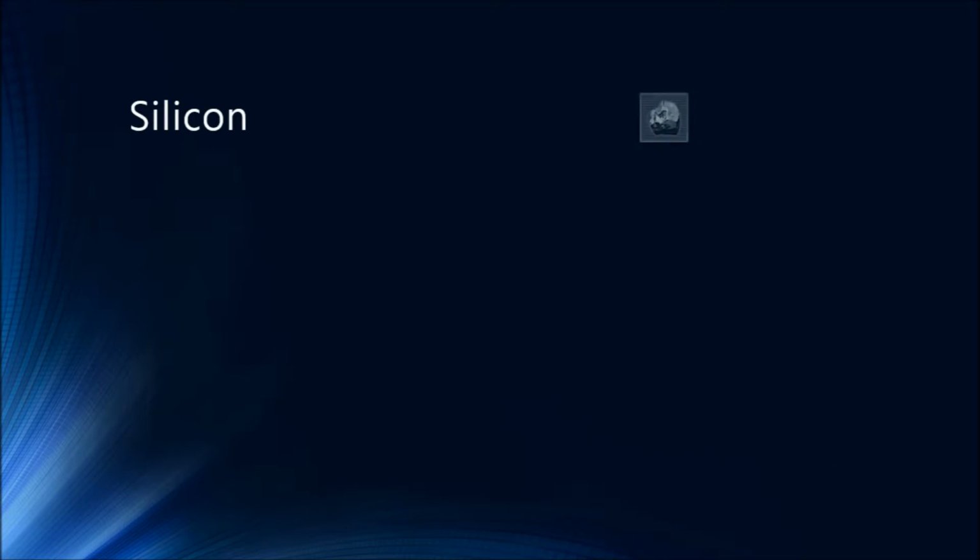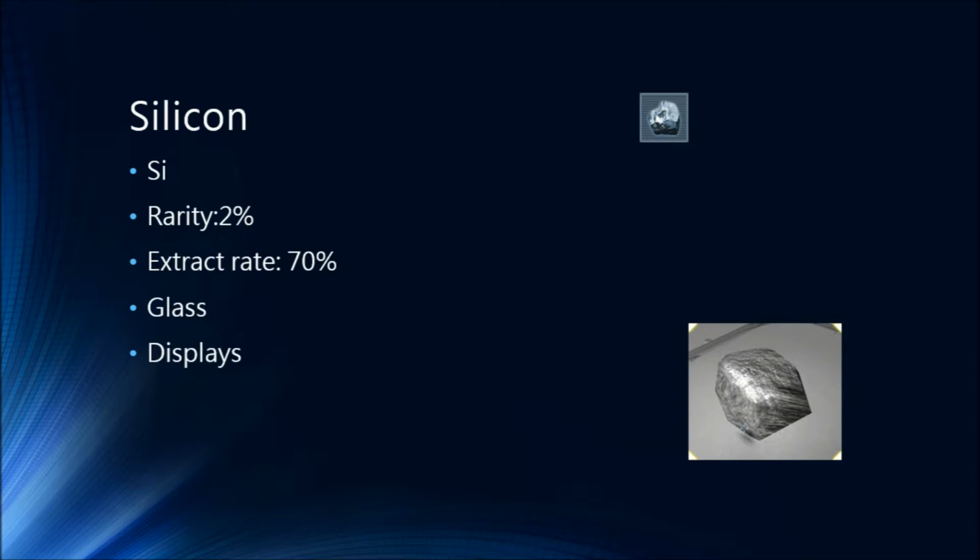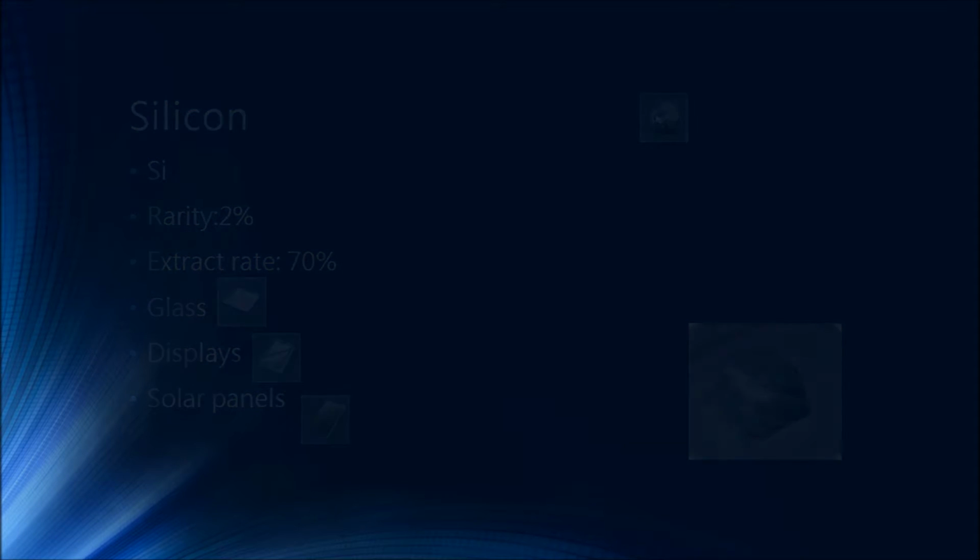Silicon, marked Si on the periodic table. Color is light gray with a white luster, rarity is 2% and refining rate is 70%, mainly used for the production of glass, displays, solar panels and a number of circuit elements. Speaking of glass, it is a great invention. You know why? It's because I can look at your stupid moves through it.